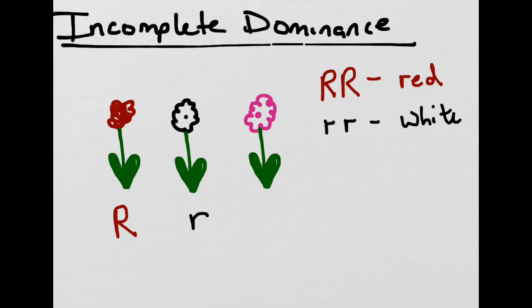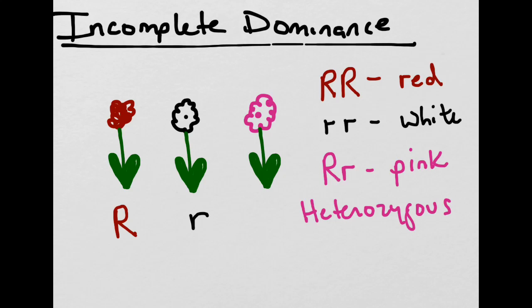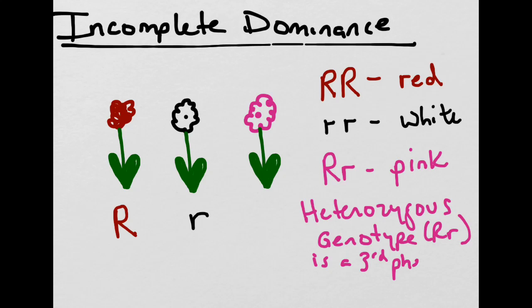So then, when we see the big R, little r, we get a pink plant. So the heterozygous genotype, which is the big R, little r, is a third phenotype. We don't just have red and white plants, we got red, white, and pink. So let's fill these in completely. Big R, big R, little r, little r, and big R, little r. Let's do a little scenario here on these.